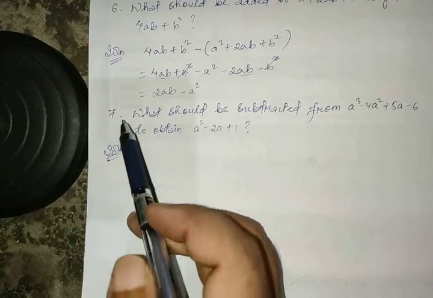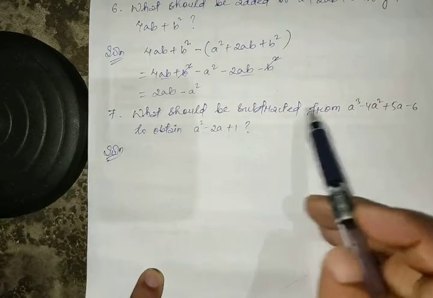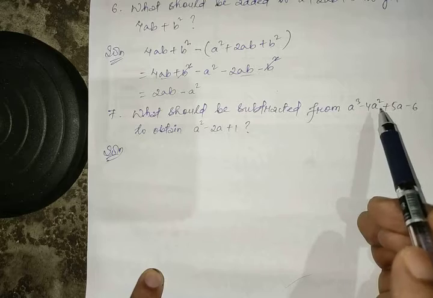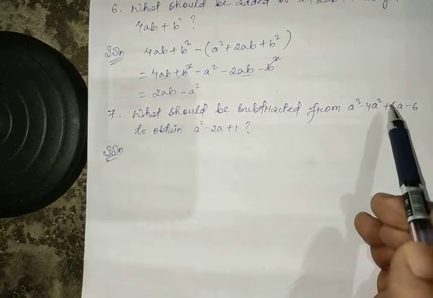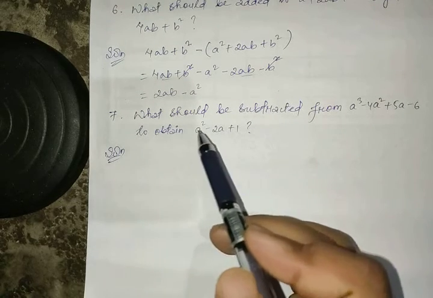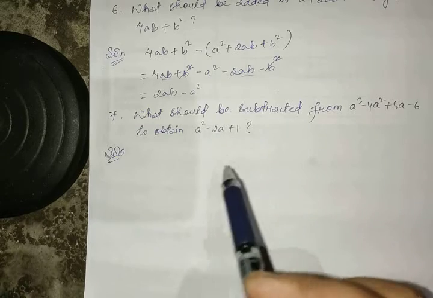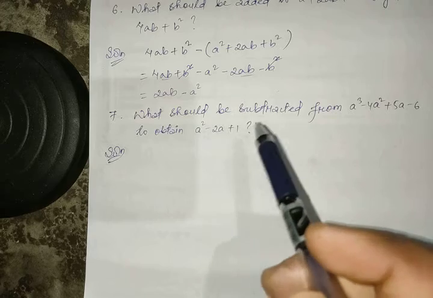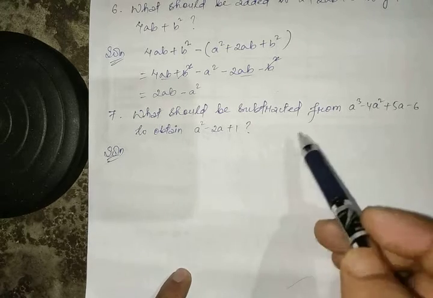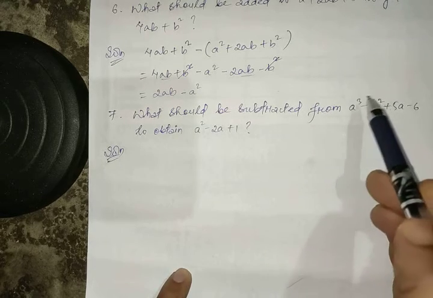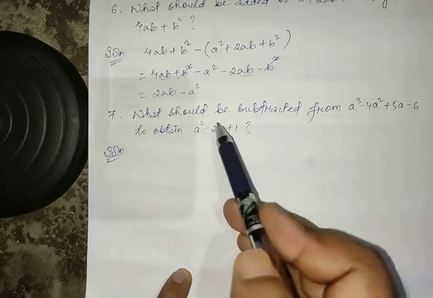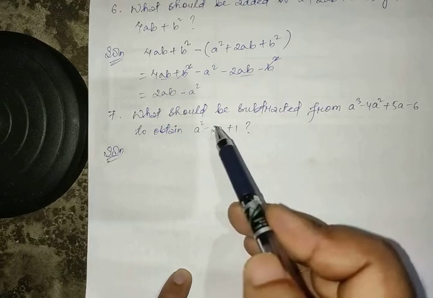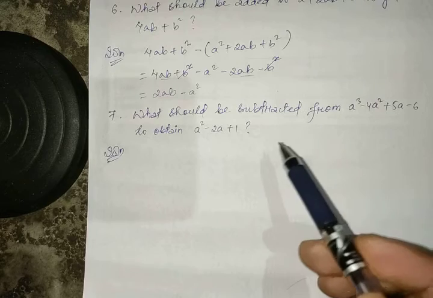Okay, now let us do question number 7. What should be subtracted from a cube minus 4a square plus 5a minus 6 to obtain a square minus 2a plus 1? So here in this question we have to find an expression such that if you subtract that expression from this expression, we will get this expression. So we have to find that expression.